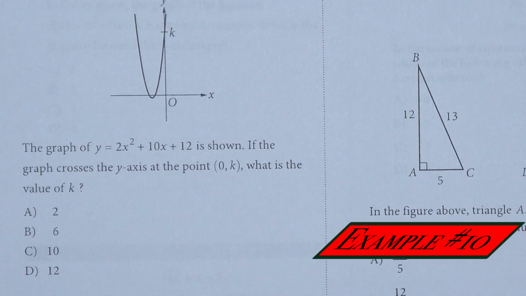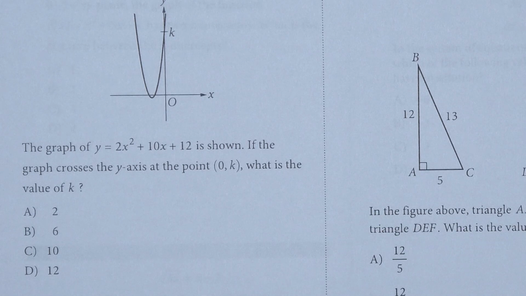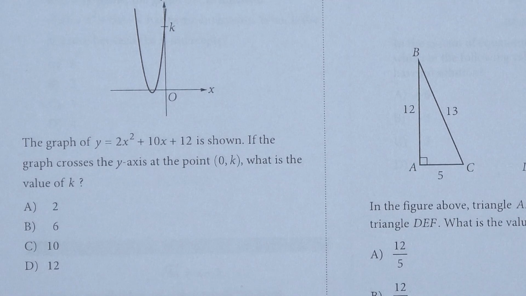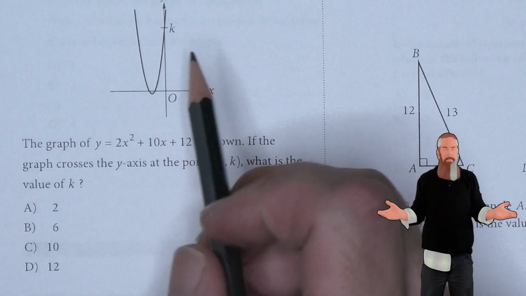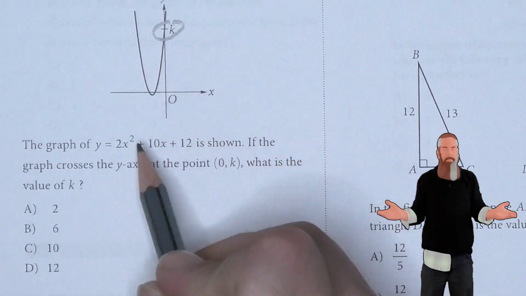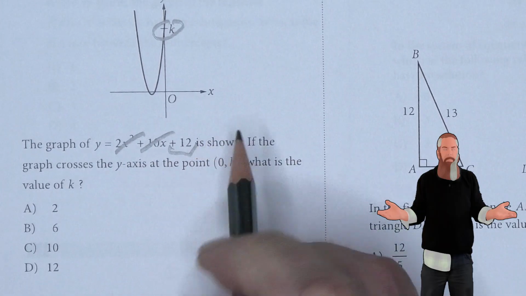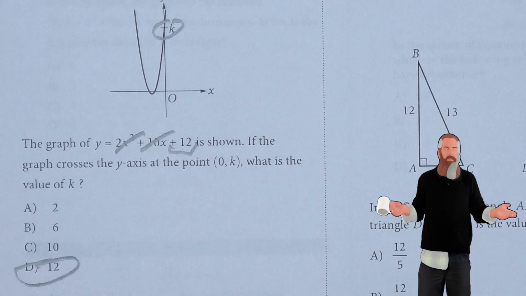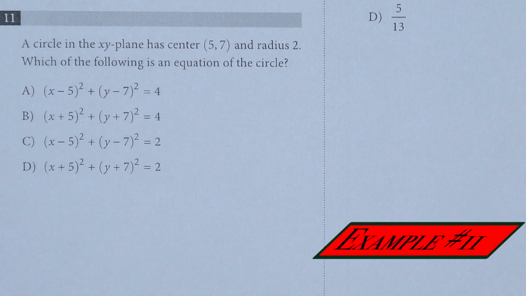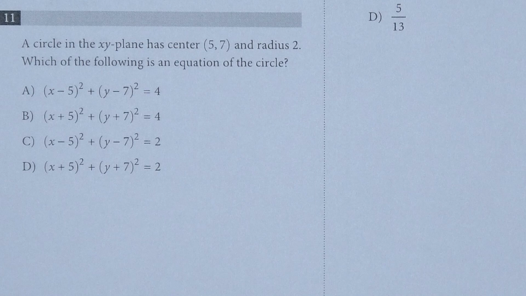The graph of y = 2x² + 10x + 12 is shown. If the graph crosses the y-axis at the point (0, k), what is the value of k? So we're looking at this, and when x is 0, those terms would go away, which means that 12 is our answer, D.